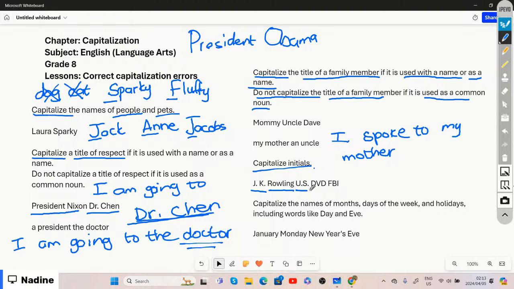US for the United States is capitalized. DVD, right? Something video disc. And then FBI, Federal Bureau something, right? I think it's Investigation. But that needs to be capitalized because it is initials, or even some abbreviations need to be capitalized.